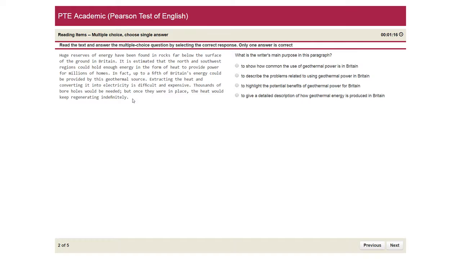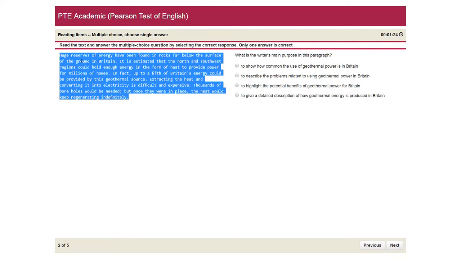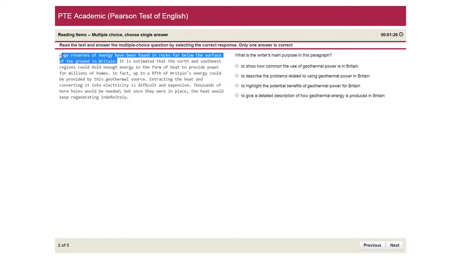We can't say one sentence. If one sentence is just describing a small detail, that won't be the main purpose in the passage, because the main purpose should be talked about a lot of times. So let's skim the passage. The first sentence is, used reserves of energy have been found in rocks far below the surface of the ground in Britain. So this sentence talks about some energy which is found in the ground below Britain.